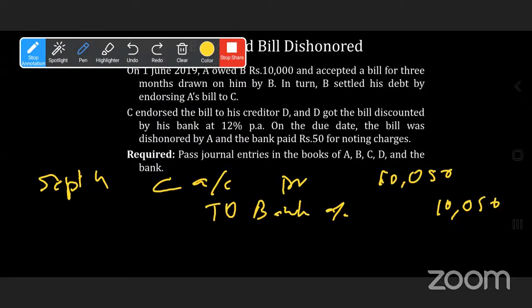Ma'am, what is the narration of the bank account, discount account to bills receivable account entry? This is June 1st: being bill discounted at the rate of 12% per annum for 3 months. Okay.